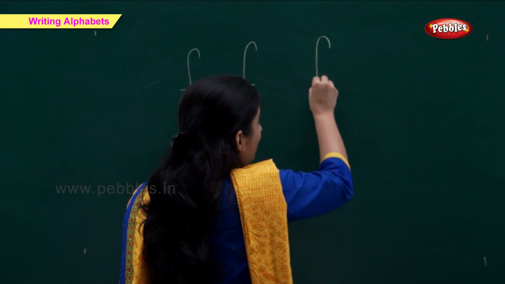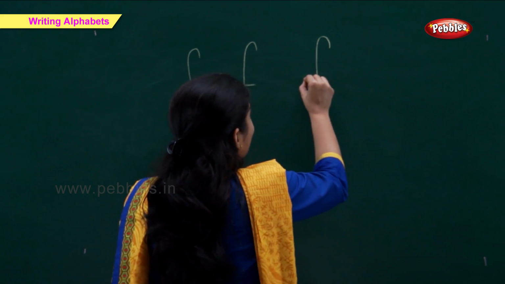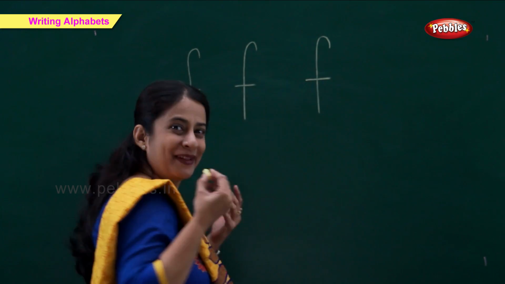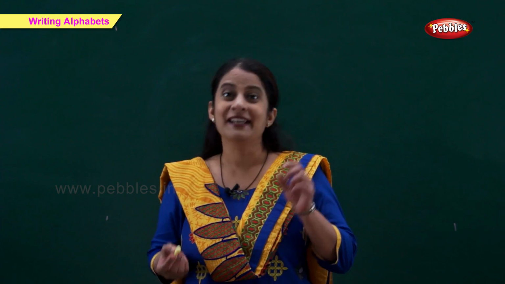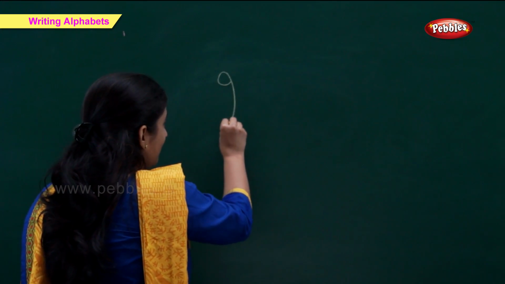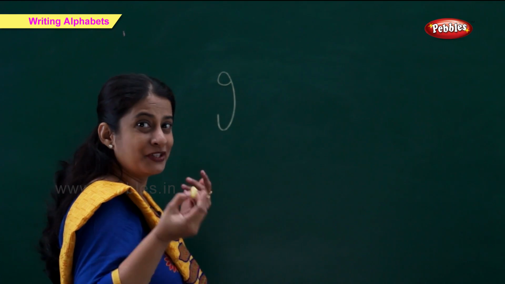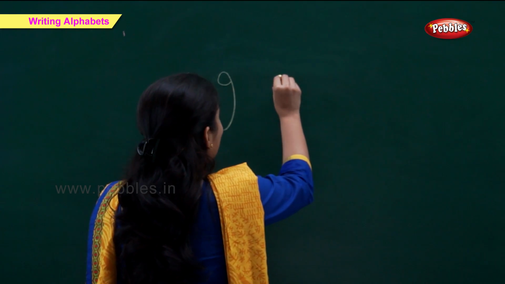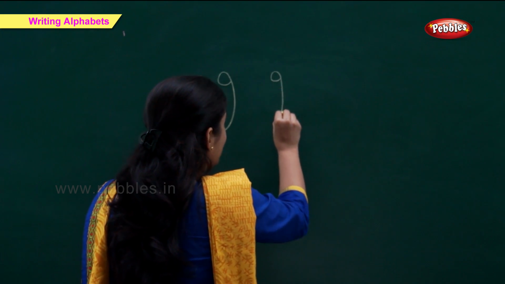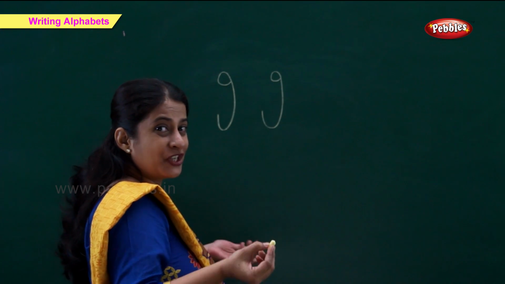Again, a small curve joining a standing line and a sleeping line makes F. Now let's write G. Small g. A small circle joining by a straight line and a curve makes G.